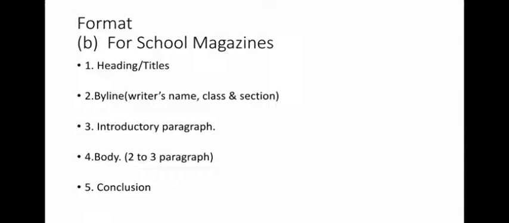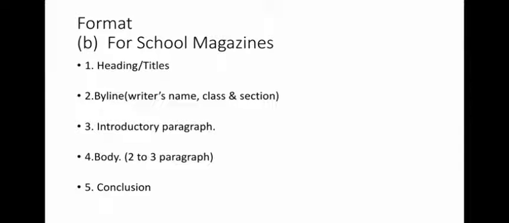that in number 2, you pay attention over here. In number 2, you know what is the meaning of byline now, right? Byline means the name of the writer. So if we are writing an article for school magazine, then we need to mention the class and section along with the writer's name, which means if the writer is a student, because we are going to write an article for school magazine, right?